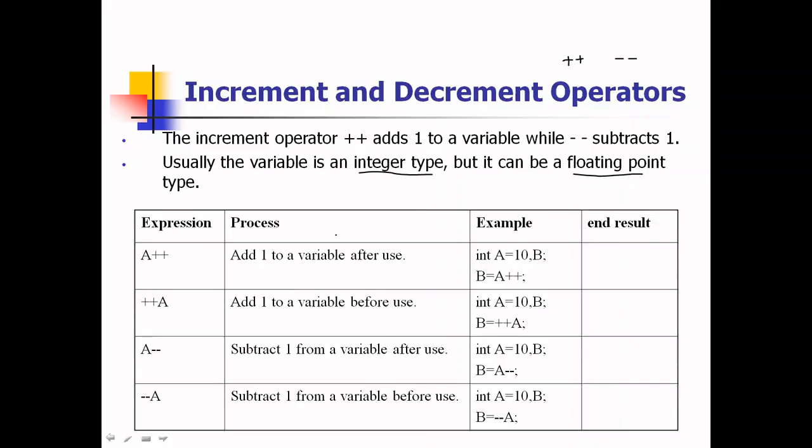Okay, let us look at some of the examples. We have an expression in the first column, process in the second, example in the third, and the end result in the fourth column. So we have an expression that is a++. Now the process is add 1 to the variable after use. So this is called post increment, a++. The ++ is used after the variable, that means it is post increment, and the meaning of this is add 1 to a variable after use.